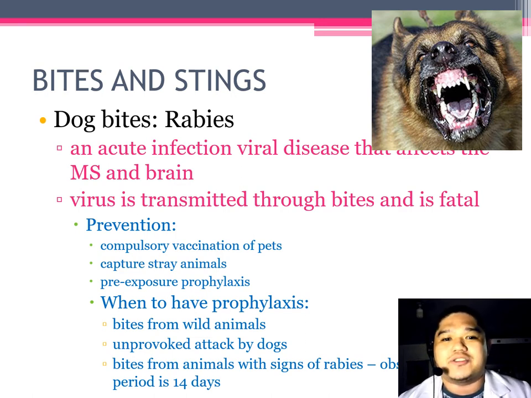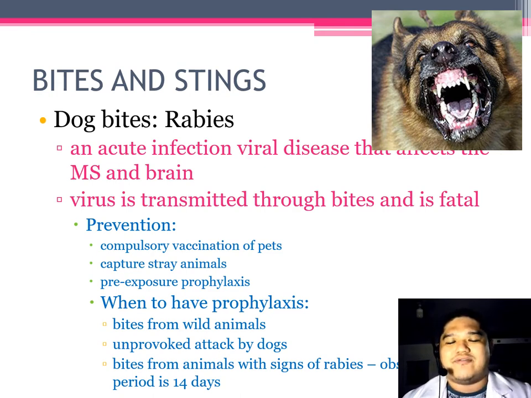There should be compulsory vaccination of our pets, be it cat or dog, to prevent, of course, rabies infection as they roam around within our community or even within our household. If in the community, we have to capture stray animals. Pre-exposure prophylaxis of humans should also be given, especially to healthcare workers who may be highly exposed to this kind of infection, such as those in the emergency room.